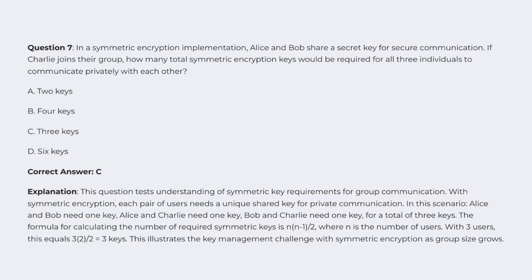Correct answer, C. Explanation: This question tests understanding of symmetric key requirements for group communication. With symmetric encryption, each pair of users needs a unique shared key for private communication. In this scenario, Alice and Bob need 1 key, Alice and Charlie need 1 key, Bob and Charlie need 1 key, for a total of 3 keys. The formula for calculating the number of required symmetric keys is n(n-1)/2, where n is the number of users. With 3 users, this equals 3 times 2 over 2, which is 3 keys. This illustrates the key management challenge with symmetric encryption as group size grows.